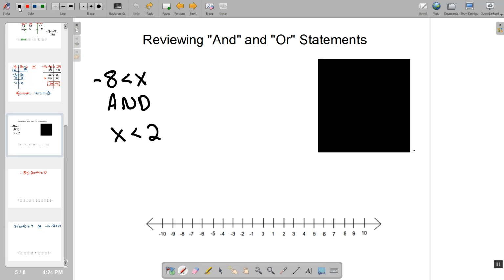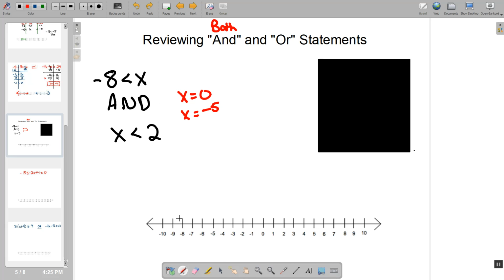Extra practice on compound inequalities. We're going to do just a couple quick examples after we review what "and" or "or" statements mean. Real quick, an "and" statement over here means we have -8 is less than some number x, and x is less than some number 2, which means that we need to make both of these statements true by picking a number. So the number 0 would fit between both of these statements. Also, the number -5 would fit between both these statements.